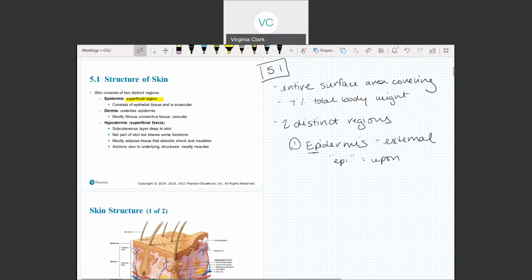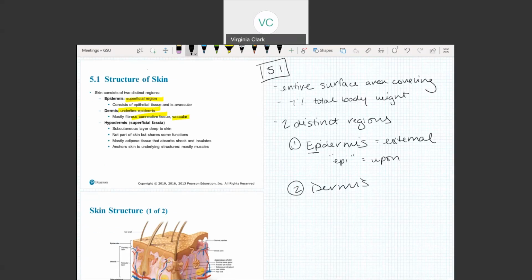The next region is going to be the dermis. This region will be underneath the epidermis, so it will essentially be below. It will contain a lot of other types of tissue. It will contain fibrous connective tissue, and this is going to be vascular. We're going to talk about vascular and avascular a couple of times.